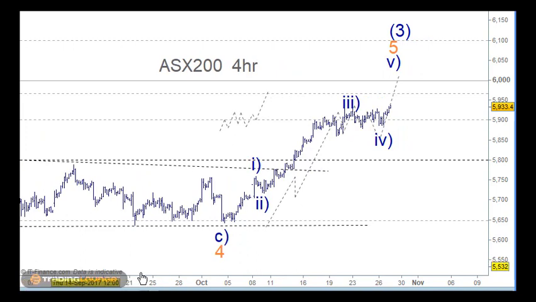In a nutshell, we're counting an impulse wave, which is a five-wave structure, to the upside. So roughly, we're looking at 6,000 here. We're looking at five waves in terms of one and two here. Nice, strong third wave here.